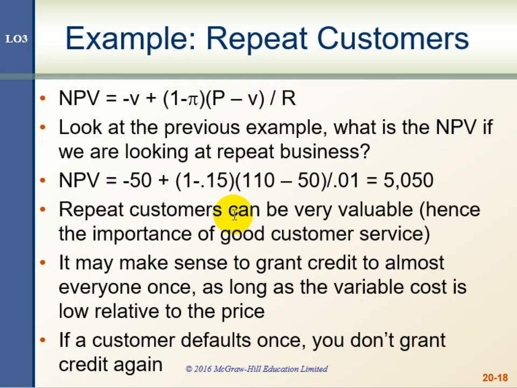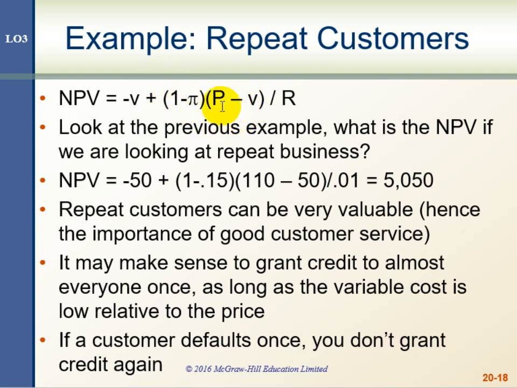Well, what if we have a repeat customer? Well, once again, we have to build them their first inventory. So we have to give them this inventory at the beginning of the first month. It's going to cost us some money. And then we again have the probability of default, 1 minus the probability of default, so this is the probability of actually getting paid.